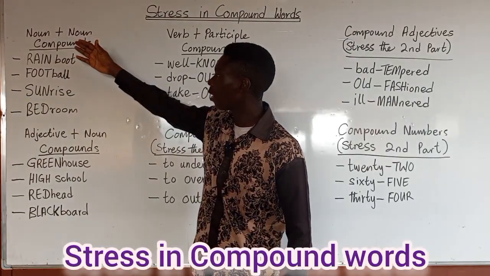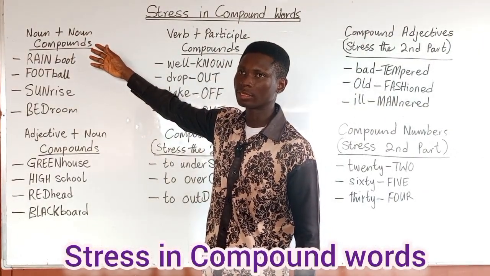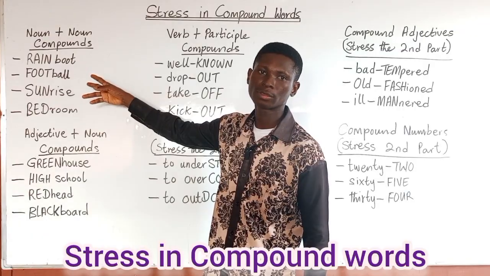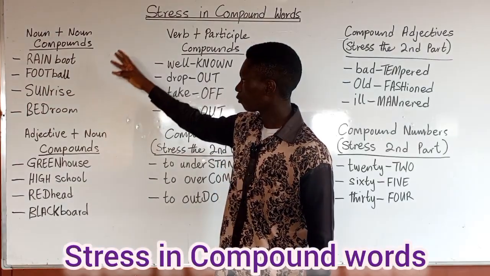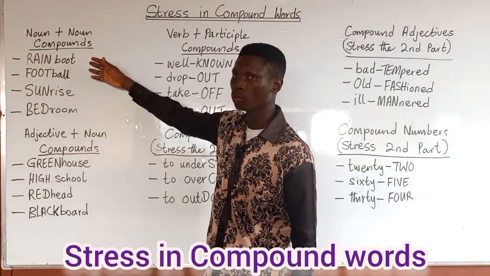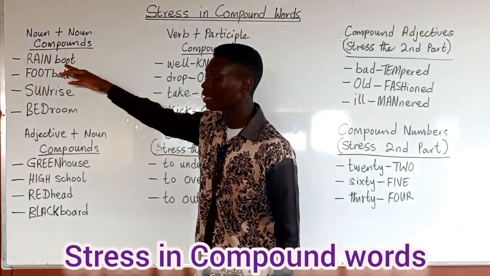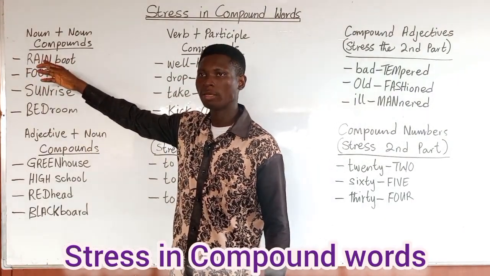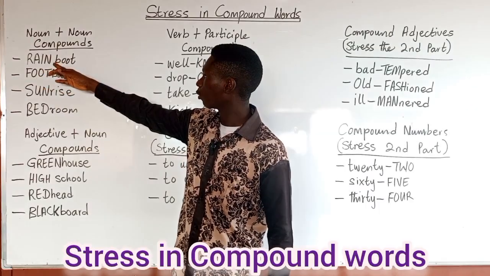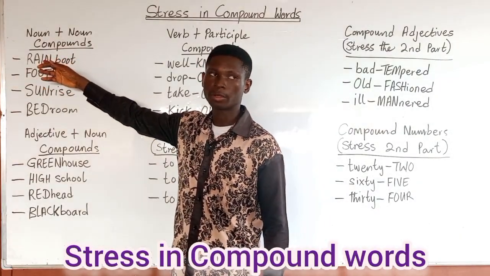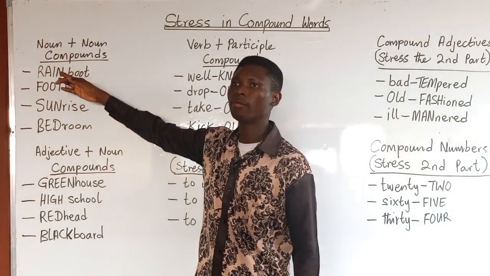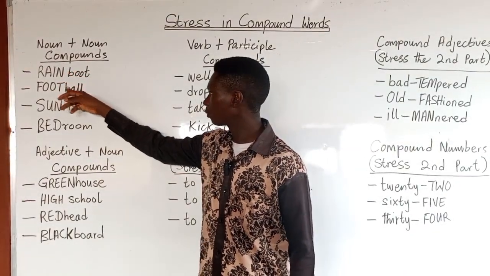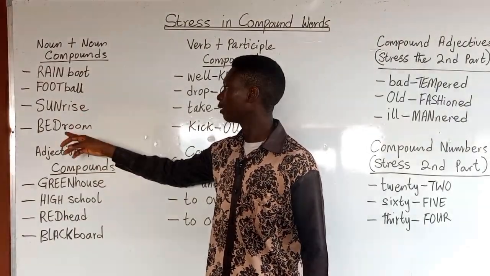Now let's consider the first compound words. Here we have noun plus noun compounds. That's to say, these compound words are formed with the addition of two nouns to make a word. All right. So the first one is rain boots. In rain boots, we have the stress on the first syllable or the first word. So here we have the stress on the first word, which is rain. So when you say rain, it must be more audible than boots. Again, we have football, sunrise, bedroom.